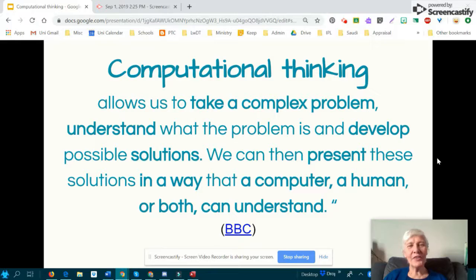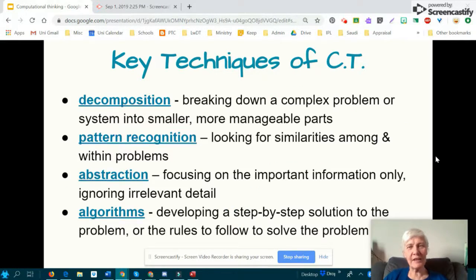So here's a definition of computational thinking. It's looking at taking complex problems, understanding what the problem is, and then developing some possible solutions for that problem. Once we have that solution, we can present that in ways that a computer or a human or both can understand. There are 4 key techniques of computational thinking, and as I talk about them, you'll probably notice some similarities to other problem-solving methods, especially those that you might be using in maths.